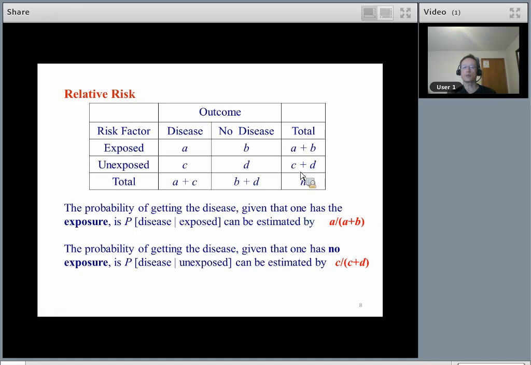So what is the relative risk for having disease given that you're exposed to the risk factor versus not exposed? That would be the ratio of these two, right? So relative risk is defined by the ratio of these two conditional probabilities. I hope that makes sense.